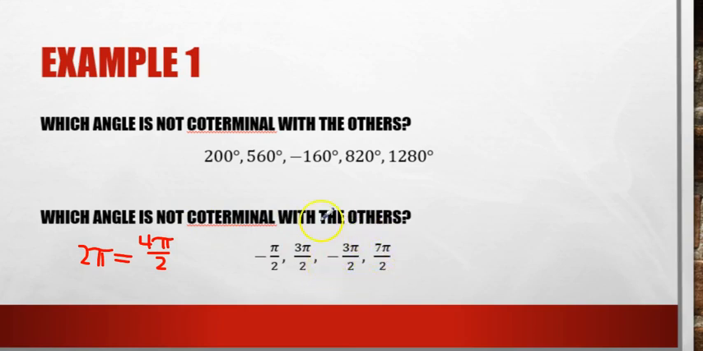You can obtain 7 pi by taking the 3 pi and adding 4 pi over 2 again. So this one does not match the others. This is the one that is a different angle altogether.